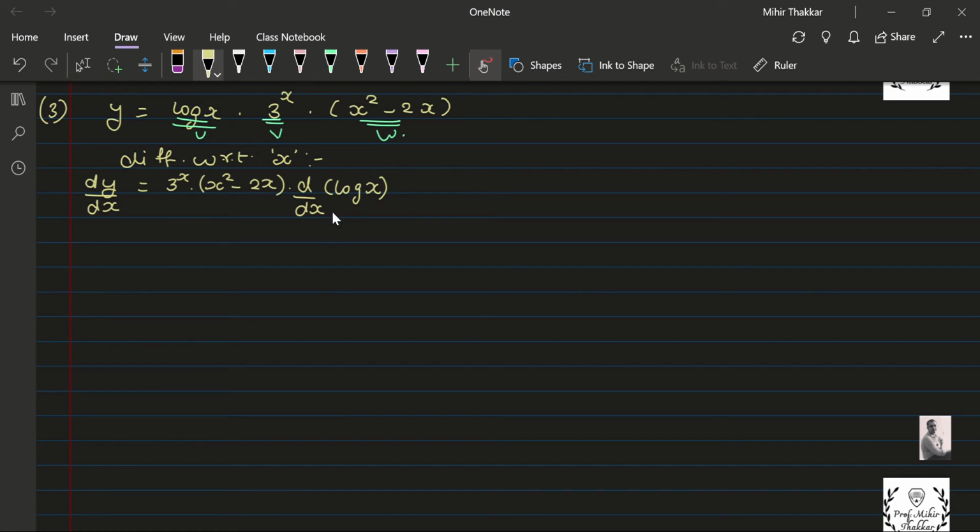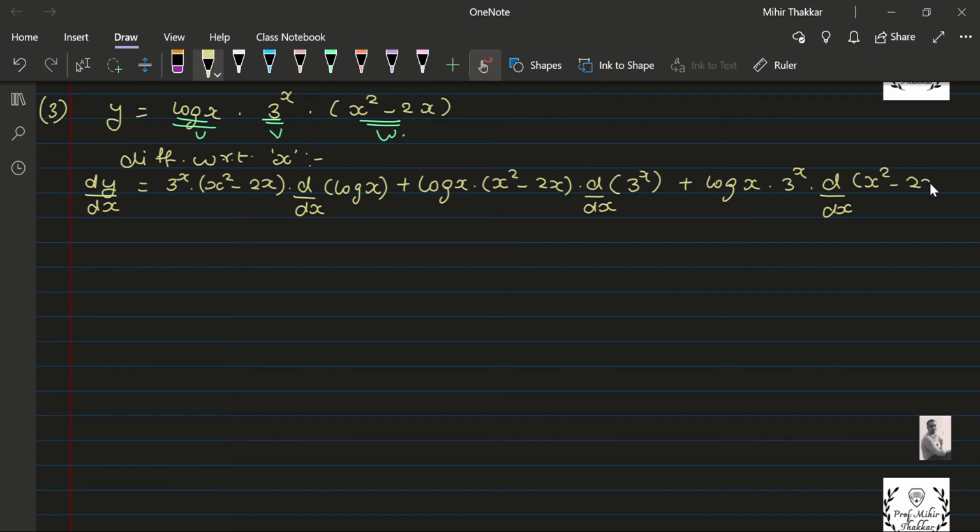into derivative of log x, plus I want to take derivative of v, so u and w will be copied down, log x into x square minus 2x into the derivative of 3 raised to x. Then I want to take the derivative of w, so u and v will be copied down as it is. So log x into 3 raised to x multiplied by derivative of x square minus 2x. So now let us apply the formulas.